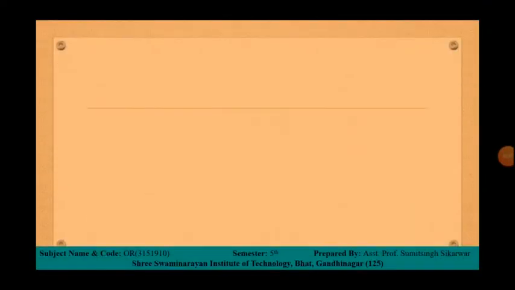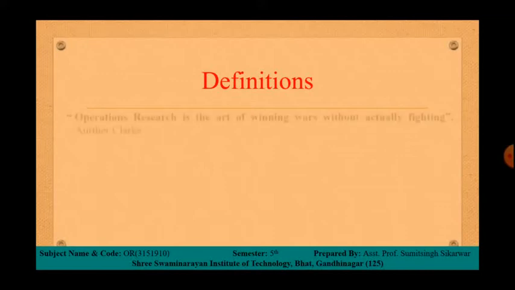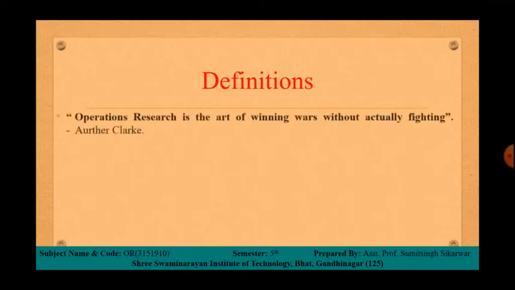Our next topic is definitions. Many experts have given many definitions to explain operation research. The first definition was given by Arthur Clarke: operation research is the art of winning wars without actually fighting.